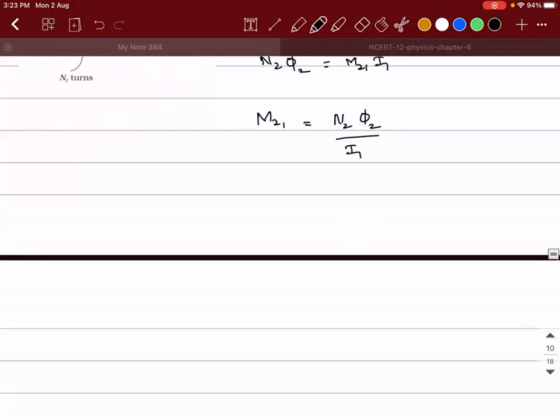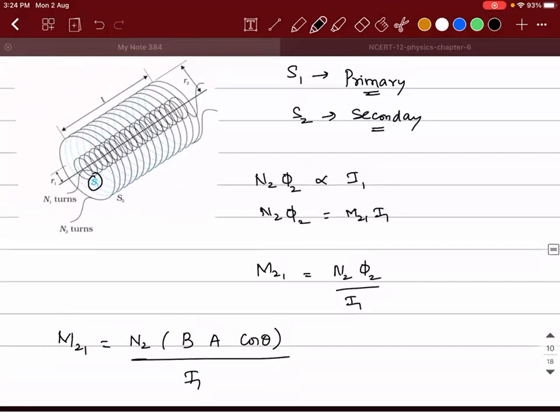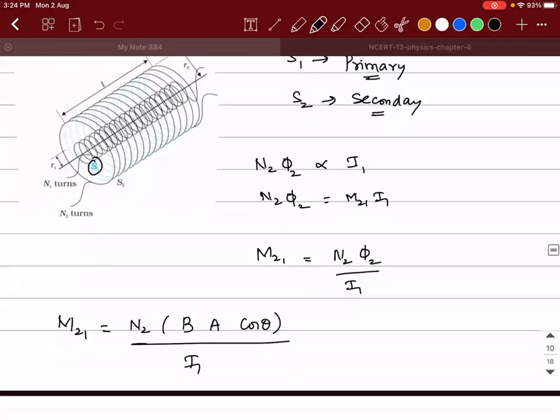Now our job is to write phi 2 in terms of B and A and then get the exact value of M21. So M21 will be equal to N2 into, what is the value of phi 2? It is magnetic field into area into cos theta, the whole divided by I1. So look at the way I'm going to write the values. What is the value of B1, phi 2? Phi 2 is nothing but the flux produced due to the second coil. Sorry, the magnetic field generated due to the second coil, because, I'm sorry.